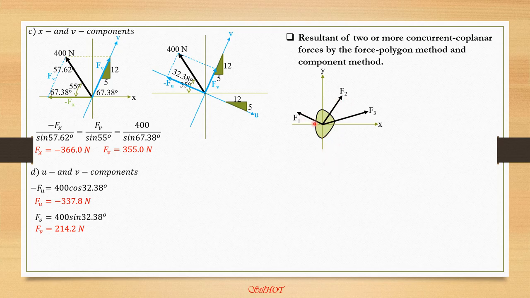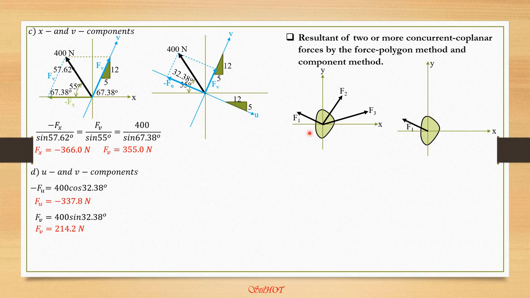Then let's arrange this into the tip to tail method. Remember that the order of the arrangement of these forces into tip to tail is irrelevant. You can start from any of the forces. So to illustrate, let's have F1 first, F2, then F3. Then we also have F2, F3, then F1. And let us see if the terminal point is the same.